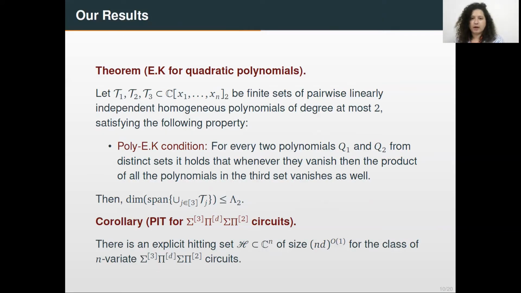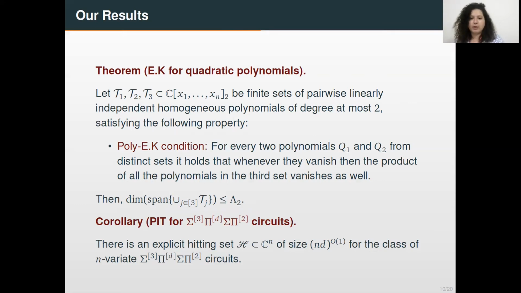So let me formally present our main theorem. We prove an Edelstein-Kelly equivalent for quadratic polynomials. You have 3 sets of polynomials of total degree at most 2, and they satisfy the product polynomial Edelstein-Kelly condition. So whenever we take 2 quadratics from 2 different sets, whenever they vanish together, the product of the quadratics in the third set vanishes as well. Then the dimension of the span of the polynomials involved in the configuration is bounded above by a constant we denote lambda 2.